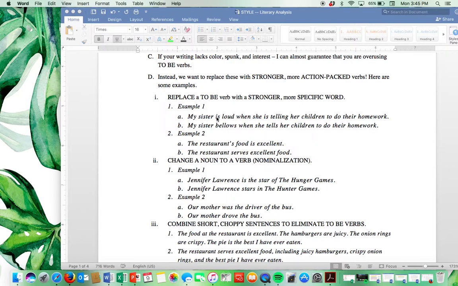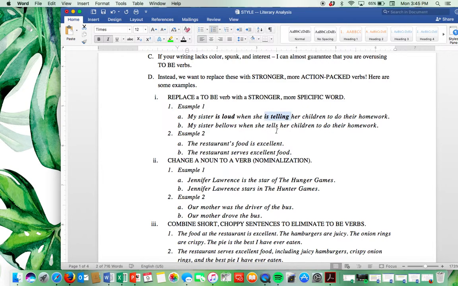My sister is loud when she is telling her children to do their homework. So we want to replace these, is loud and is telling, with something more active. So here's a more creative way to say this. My sister bellows when she tells her children to do their homework. So here's an example of using this verb, and you're just changing the tense. Instead of saying is telling, you're saying she tells.